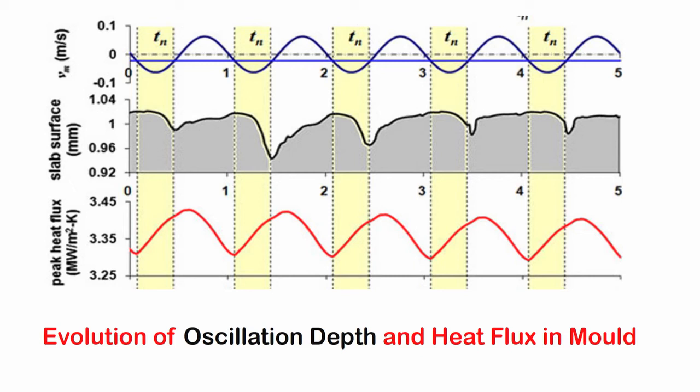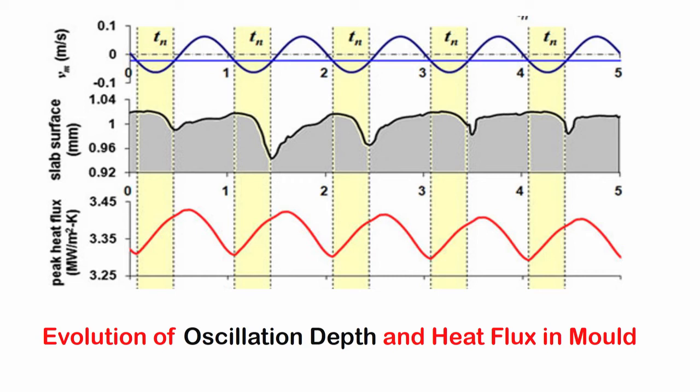So, there is a movement of the depth of the oscillation marks as the cycle of oscillation continues. But what is important to remember is that the final oscillation mark depth stabilizes after certain cycles, and this, as I have told you, is getting generated during negative strip time. So, the larger the negative strip time, the more is the possibility of greater depth, because these oscillation marks are getting generated in negative strip time locations, and logically the more the negative strip time out of the whole cycle time, the more is the possibility of the depth of the oscillation marks.